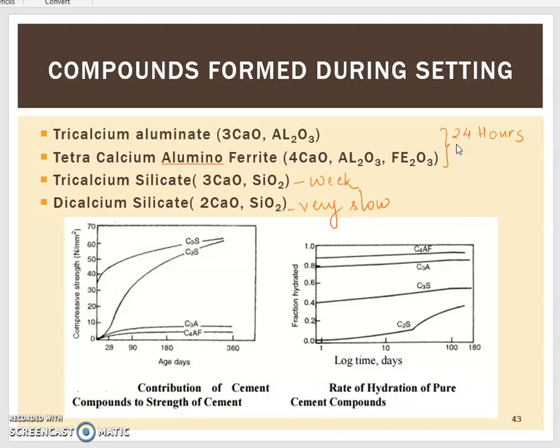And you can see from the graph, the x-axis is representing age in days and the compressive strength is on the y-axis. Now, these two are tricalcium silicates. This is C3A, tricalcium aluminate, and C4AF is tetracalcium aluminoferrate. Now you can see as the days are progressing, there is not much strength gain for the first two compounds. Whereas for tricalcium silicates and dicalcium silicates, the strength gain is enormous as the days progress.